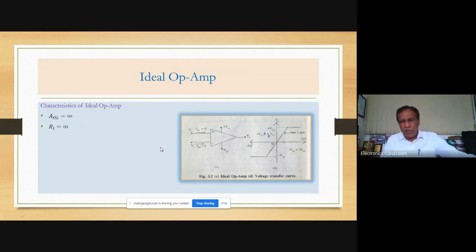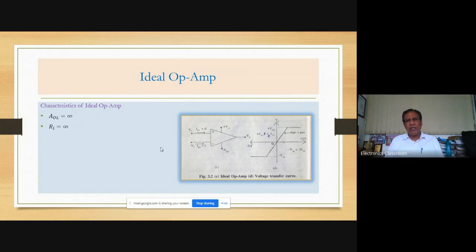So this is all about the characteristics of the ideal operational amplifier. That is a differential input against the differential output. So there are two types of gain, as far as the operational amplifier is concerned. An amplifier is nothing but a device which will be able to amplify the input signal. It is called the operational amplifier. But actually, as far as the operational amplifier is concerned, it has two types of gain: the differential gain and the common mode gain.